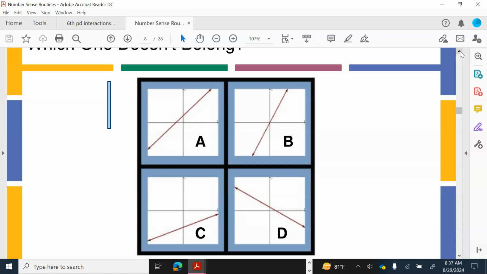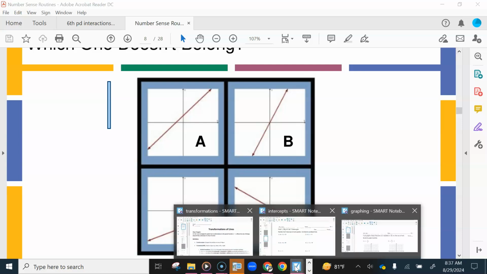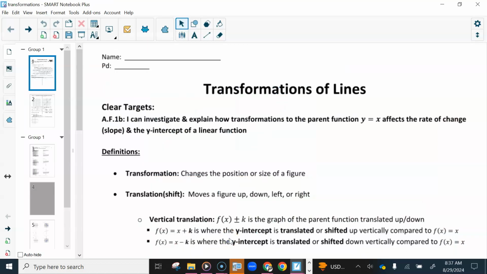Does anyone need another copy of those notes? It should look like this. Anyone else?